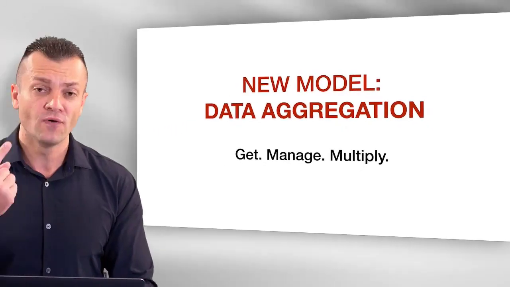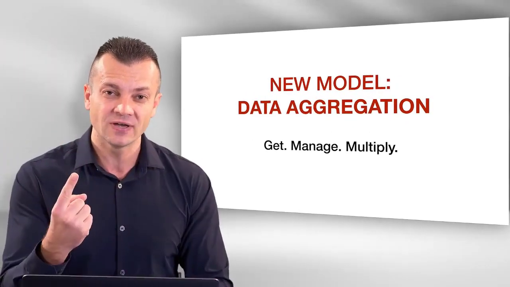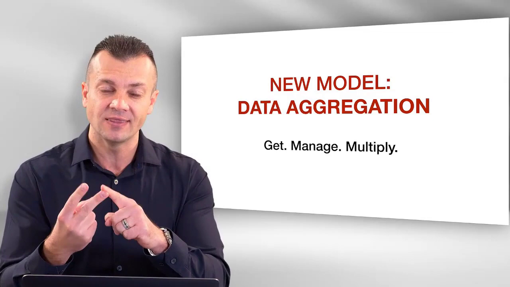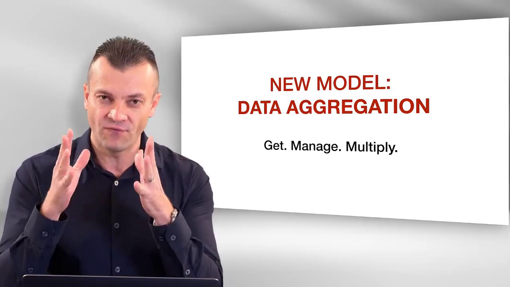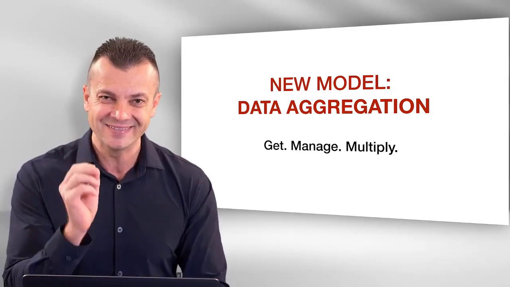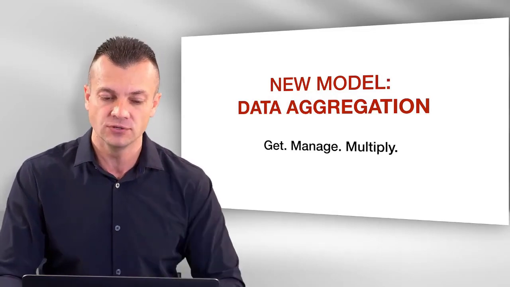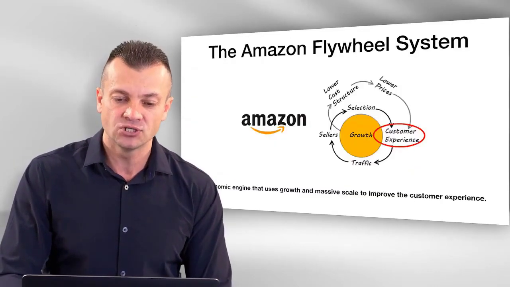The new model is called data aggregation. In data aggregation, we focus on three things. Number one, we're going to get traffic. Number two, we're going to manage traffic. And then number three, we're going to multiply traffic. Very methodically, very deliberately, very intentionally. And there is a method and a way for you to do that. This is what it looks like. I'm about to show it to you.